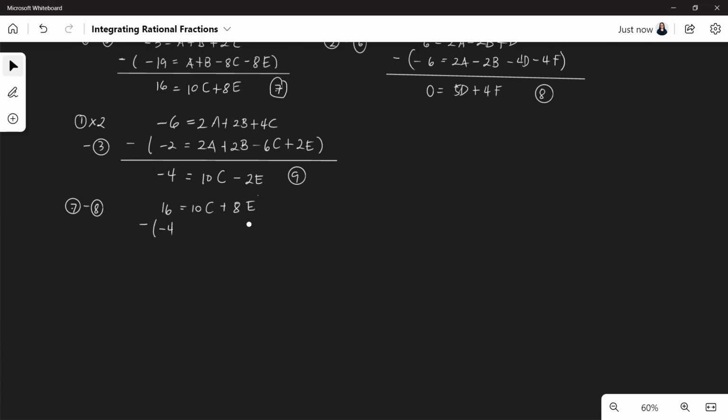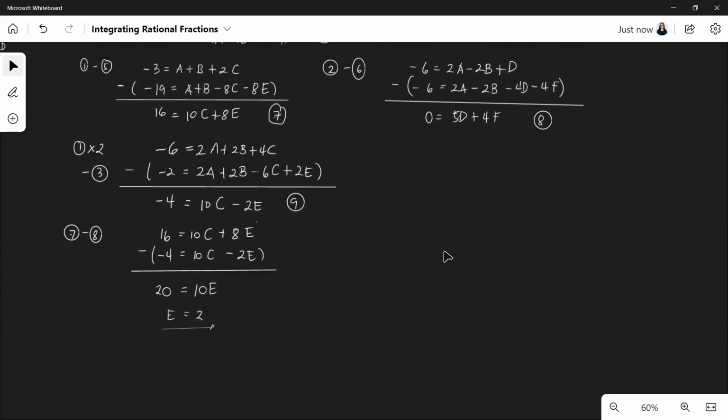Just solve for the difference mentally. 16 minus negative 4, that's positive 20, or 16 plus 4. So positive 20, 10C minus 10C is 0, and 8E minus negative 2E, that's positive 10. 8 plus 2, so that's positive 10E. So we can now have the value of E, which is 2. So yay, one unknown, one constant solved.